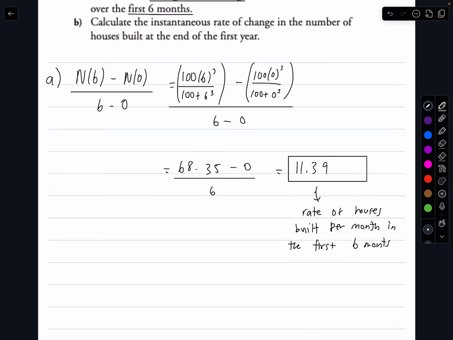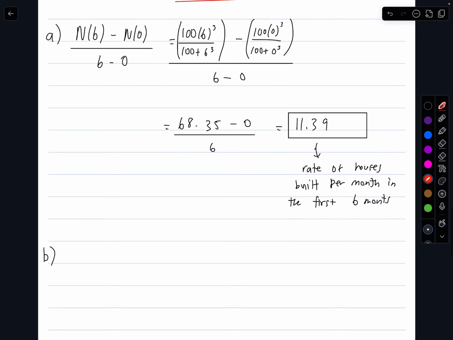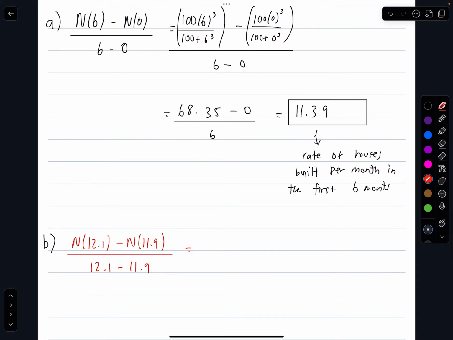Cool. So part B is saying calculate the instantaneous rate of change of number of houses built at the end of the first year. So instantaneous rate of change, we're talking about 1 point, and it's at the end of the first year, so it's happening at month 12. So how do we do that? What we're going to do is we're going to say n at 12.1 minus n at 11.9 over 12.1 minus 11.9.